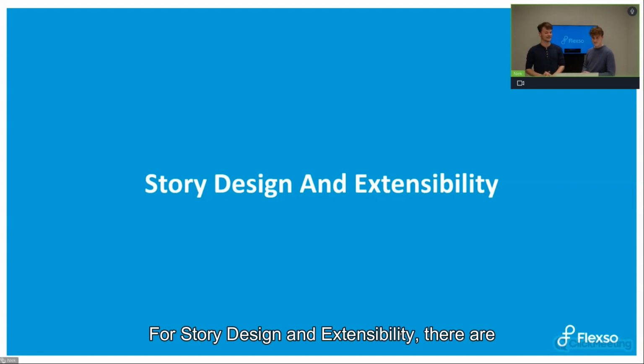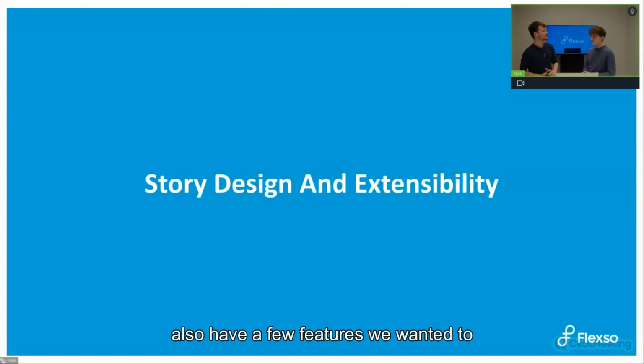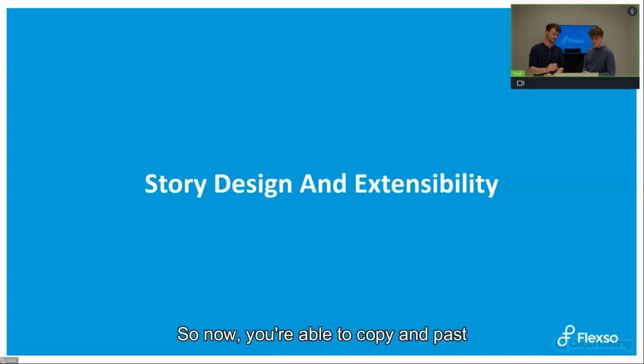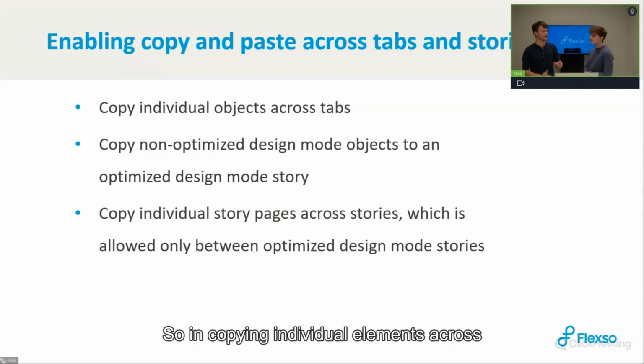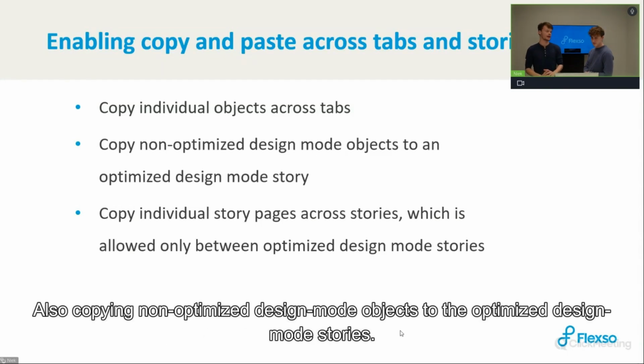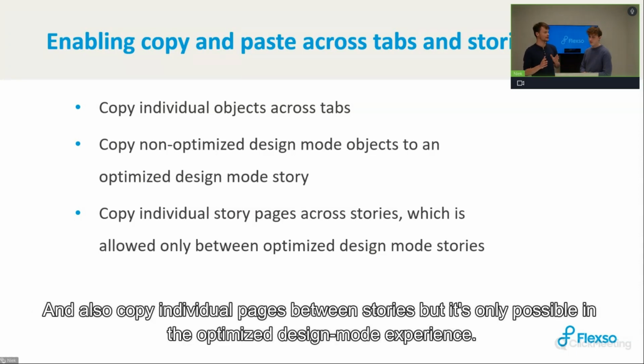Okay. For story design and extensibility, there are also a few features we wanted to mention today. So now you're able to copy and paste across different tabs in your browser and stories. So in copying individual elements across different tabs in your browser, also copy non-optimized design mode objects to the optimized design mode stories, and also copy individual pages between stories, but it's only possible in the optimized design mode experience. Okay. This will enable a lot of users to copy, because before it was a kind of struggle getting to copy certain items. But yeah, correct.